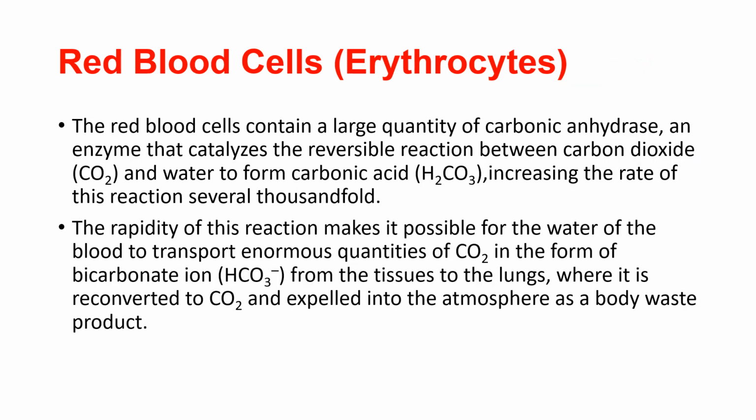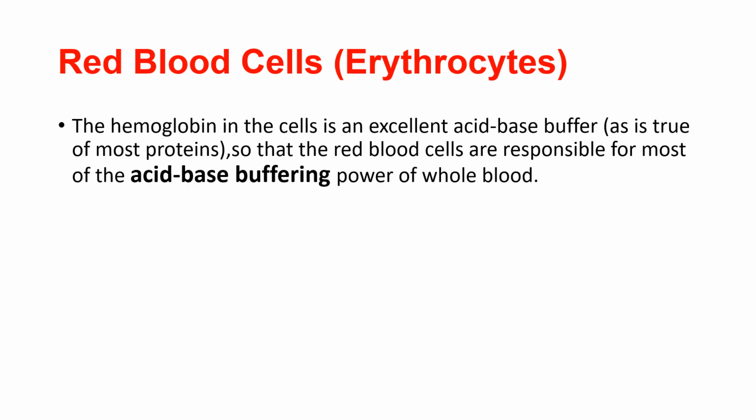The red blood cells contain a large quantity of carbonic anhydrase, an enzyme that catalyzes the reversible reaction between carbon dioxide, CO2, and water to form carbonic acid, H2CO3, increasing the rate of this reaction several thousand-fold. The rapidity of this reaction makes it possible for the water of the blood to transport enormous quantities of CO2 in the form of bicarbonate ion, HCO3, from the tissues to the lungs, where it is reconverted to CO2 and expelled into the atmosphere as a body waste product. The hemoglobin in the cells is an excellent acid-base buffer, as is true of most proteins, so that the red blood cells are responsible for most of the acid-base buffering power of whole blood.